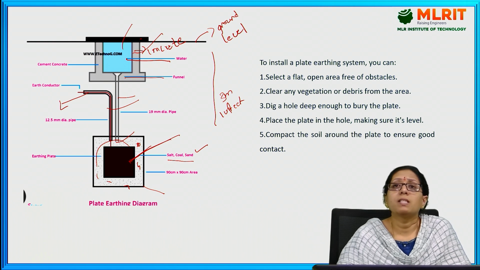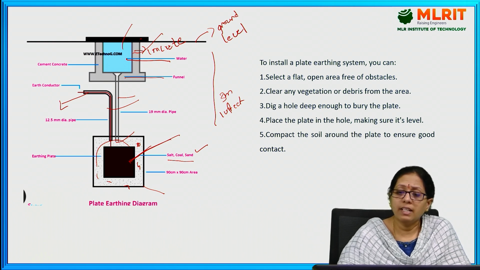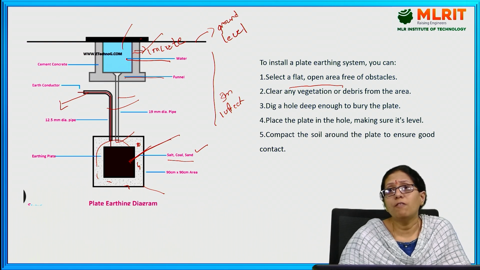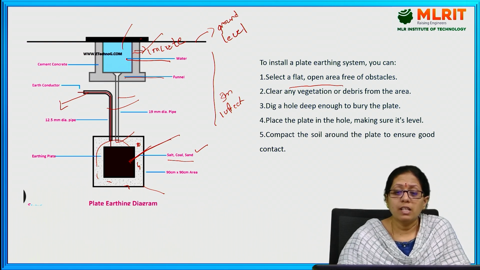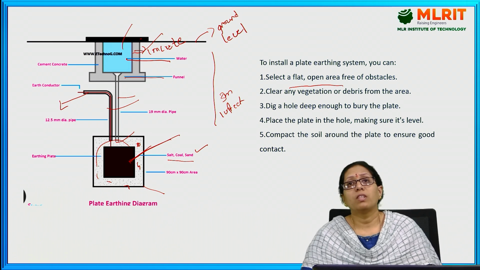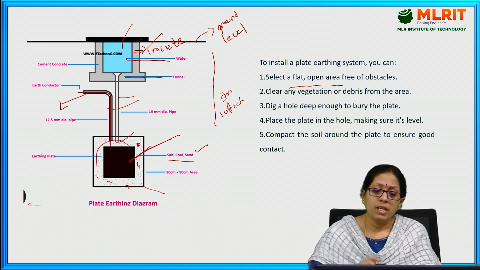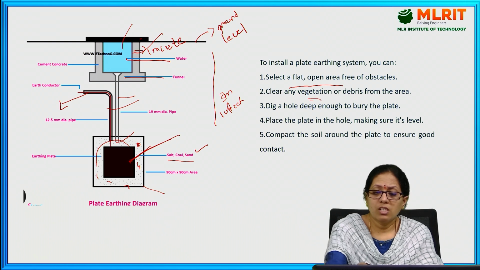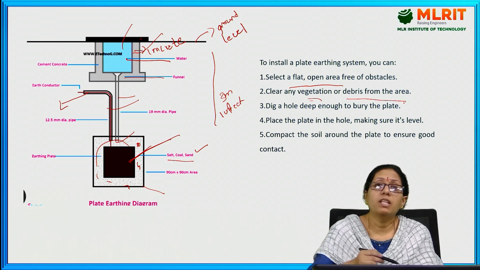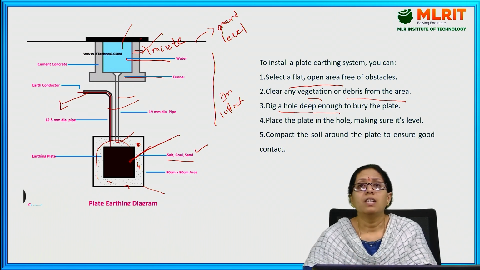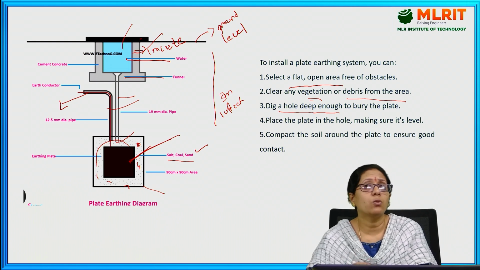To install this plate earthing, you can select a flat open area which is free from obstacles. That is, it should be an open area without any trees or plants or any obstacles, and clear any vegetation and debris from the area. We should dig a hole deep inside to bury all these plates, salt, concrete as well as water.